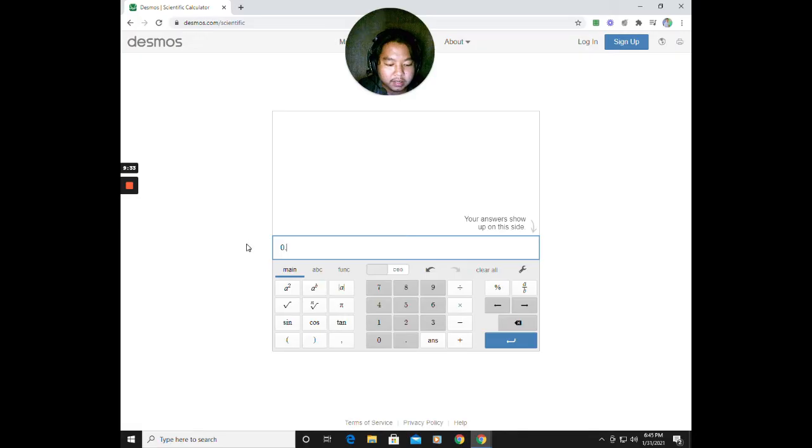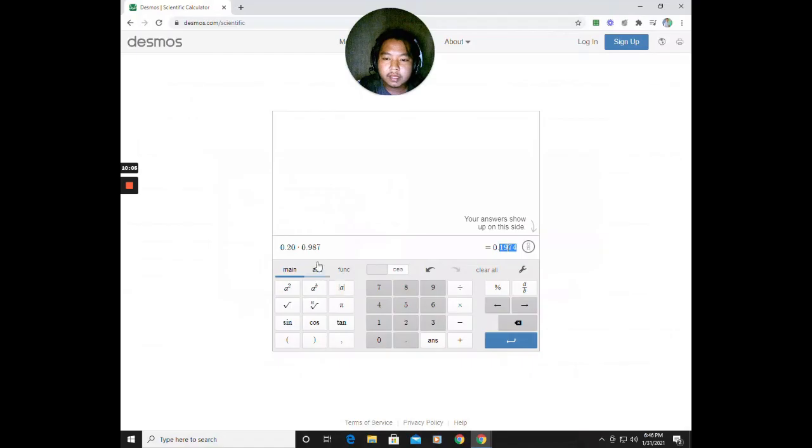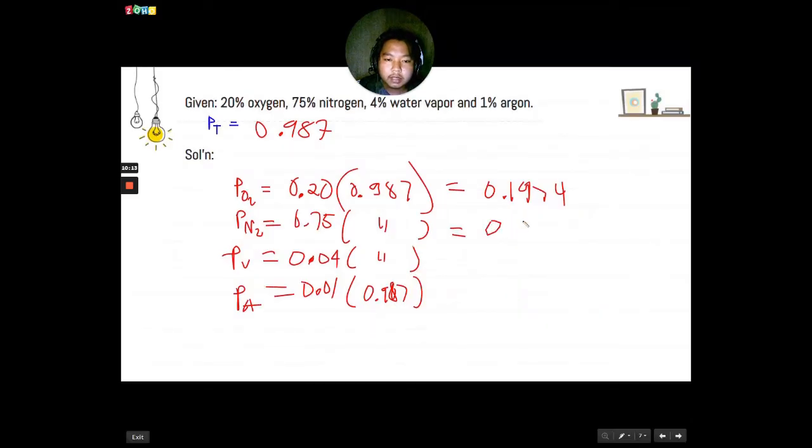Anyway, we simply use our calculator. 0.20 multiplied by 0.987 would give me 0.1974. So, 0.1974. PN2, 0.75, that would be 0.696909. I can actually convert this into two significant figures because they only have two significant figures.